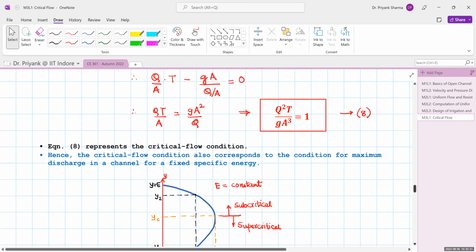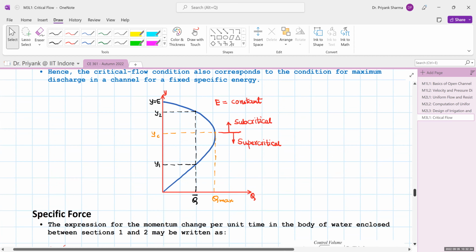So now let us understand the depth discharge curve. Here we understand the variation of discharge with depth for a fixed specific energy. So the discharge would increase gradually till the point of minimum specific energy or the critical depth at which the discharge is maximum, and then again it will start reducing with the increase in depth. So at this point the flow is critical, above which the flow is subcritical, and below which the flow is supercritical. So this is the variation of discharge with depth and is called the depth discharge diagram.